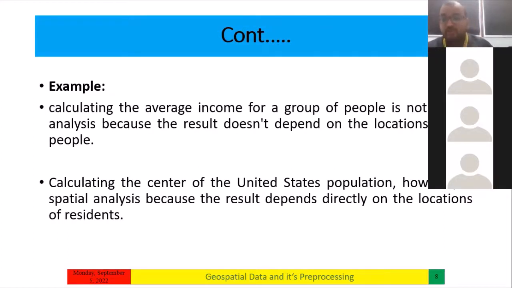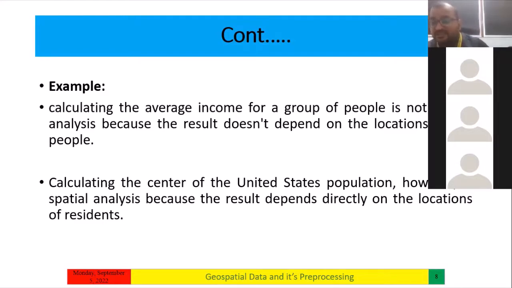For example, there are two scenarios that I'll discuss here, and I'll show which one is spatial analysis and which one is not. If I have to calculate the average income of any group or company, then it will not be spatial, because we are not talking about location. If I say the average salary of software engineers or teachers, then it is just representing a community, not a spatial or geographical factor.